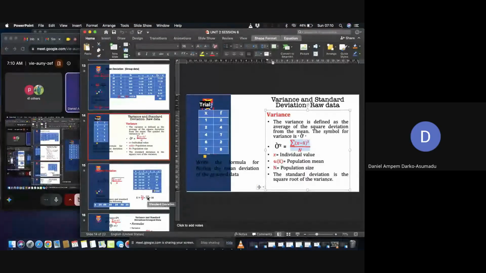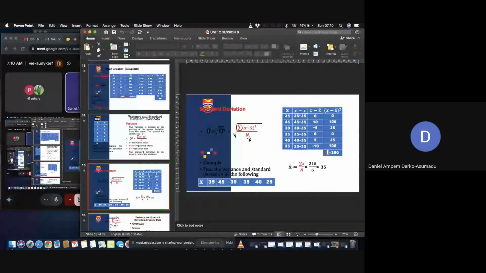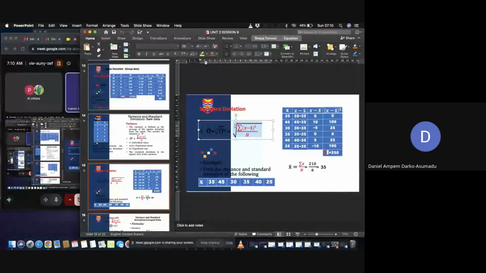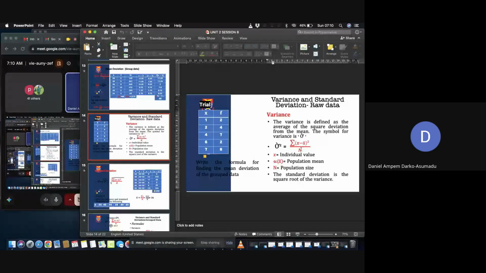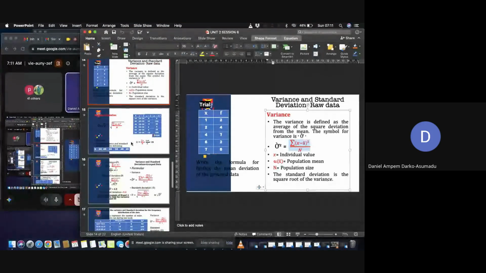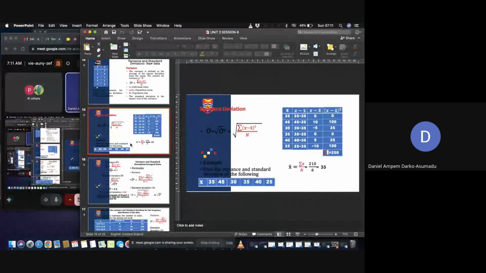Then the standard deviation is this formula. The difference between variance and standard deviation is that one has a square root. The standard deviation has a square root on it, but the variance is the same formula with no square root on it. So standard deviation is the square root of the variance. Okay, so let's do it for raw data, then we can do it for group data later on.